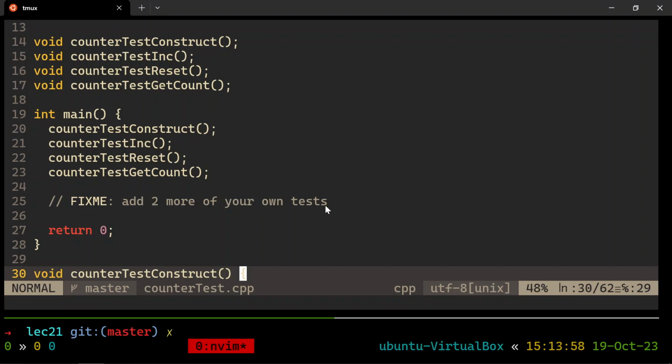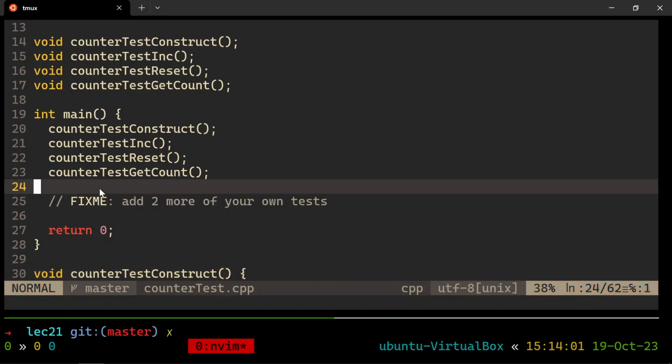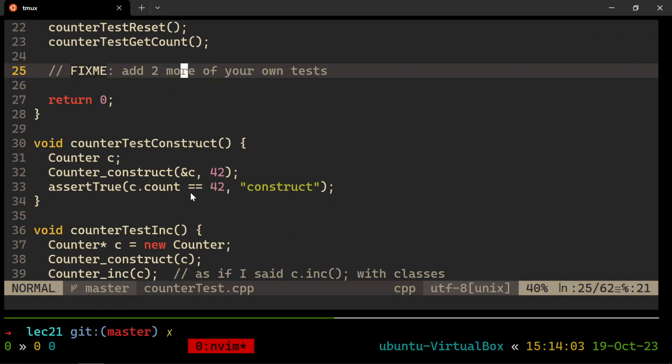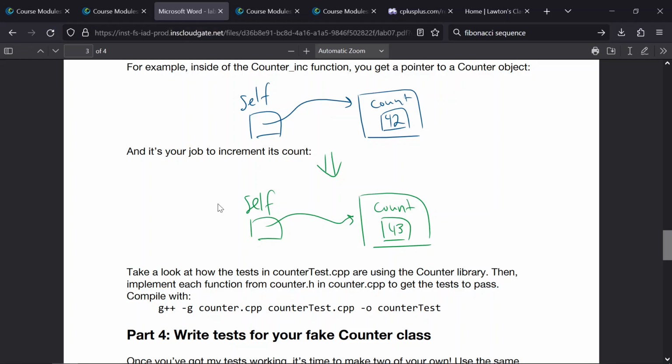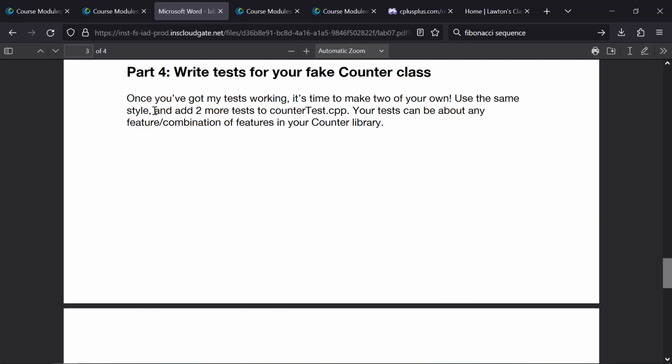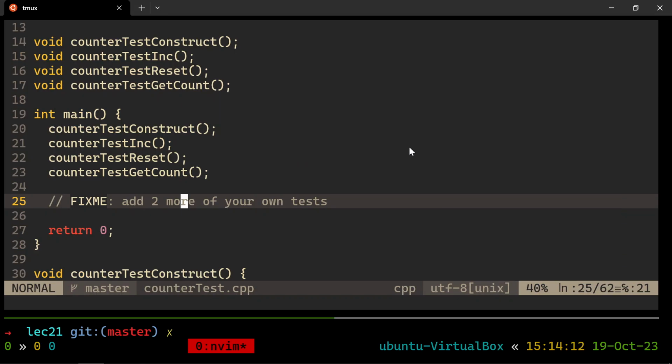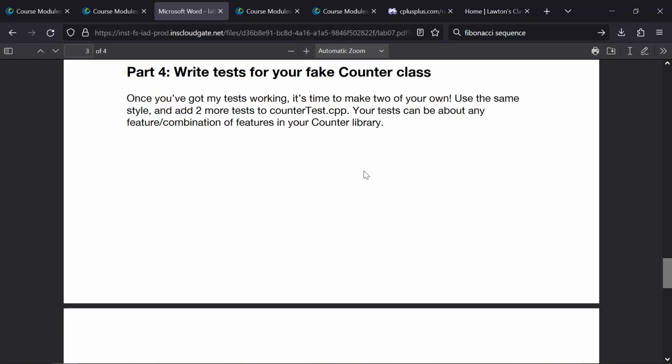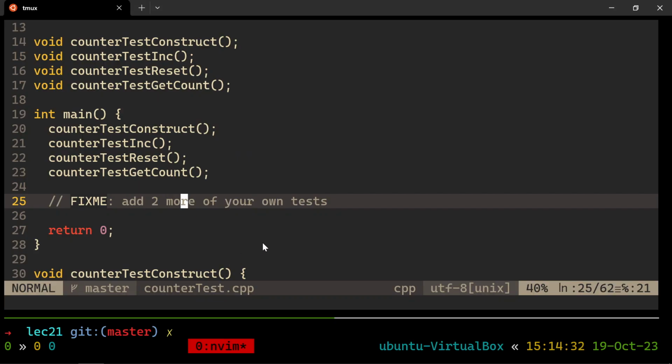Get those passing, and then your job is to write 2 more. So I want to see 6 passes in the output. All right, that's the goal for you. So once I get my test passing, write 2 more. Come up with some scenario of like, all right, I'm going to inc it a bunch of times. I'm going to reset it. I'm going to inc it some more. Then I'm going to get the count twice. I don't know, make sure it didn't change. So come up with some weird scenario and make a test for it. Run the code in your mind and check that what you got was what you expected to see, right?